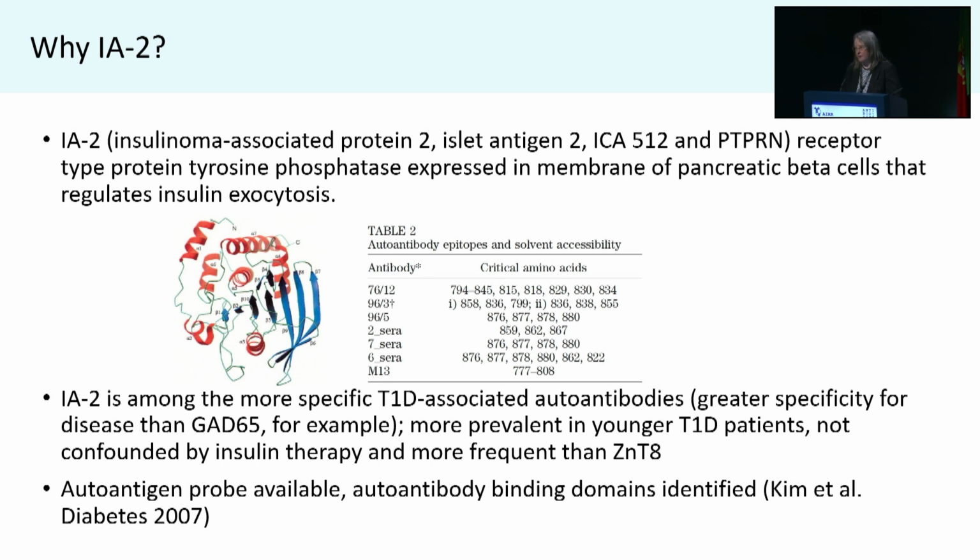It's not confounded by insulin therapy, which is really important because insulin antibodies are made by virtually everyone with T1D when they go on to exogenous insulin. And it's a far more frequently found autoantibody than zinc transporter 8. Zinc transporter 8 also has the flaw that it is a horrible transmembrane protein with 6 membrane-spanning domains, and it's very difficult to use as a probe. It tends to aggregate. And then we have crystal structure data available, which is another huge advantage.